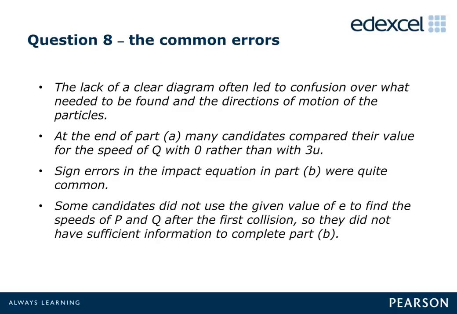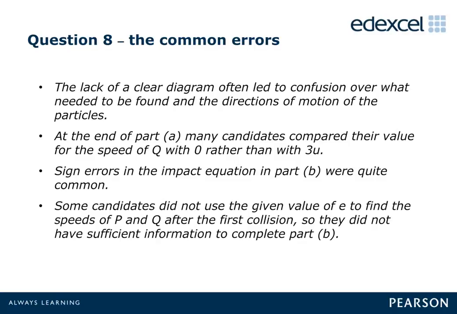Candidates who start off with a clear diagram indicating direction of travel, and using simple names for the speeds of the particles at each stage, tend to have an advantage in this type of question. The lack of a clear diagram often led to confusion over what needed to be found and the directions of motion of the particles. At the end of Part A, many candidates compared their value for the speed of Q with 0 rather than with 3u, possibly thinking about the direction of motion and not that it needed to catch up with R.